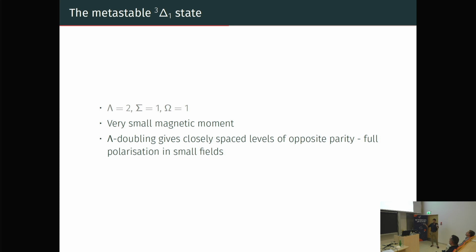So normal molecules require much larger electric fields in order to polarize the molecule. But these molecules with lambda doublets require much smaller fields. So we can fully polarize the molecule in fields of a few volts per centimeter.